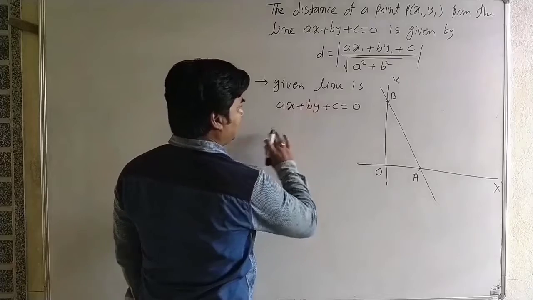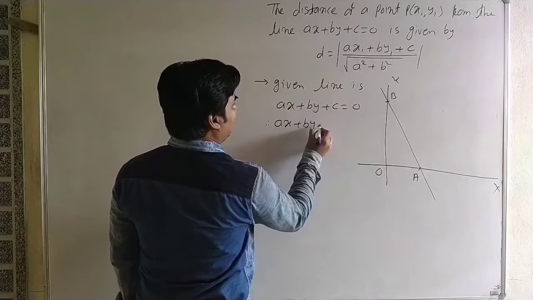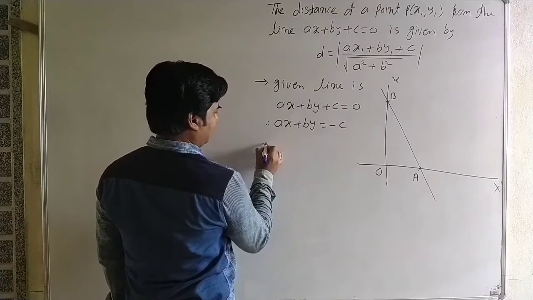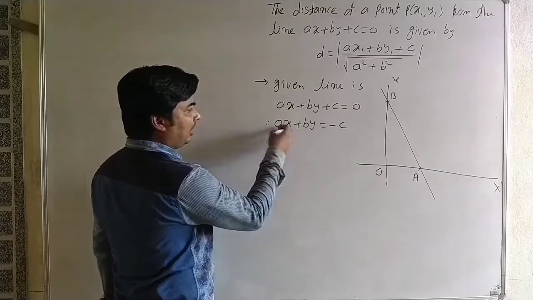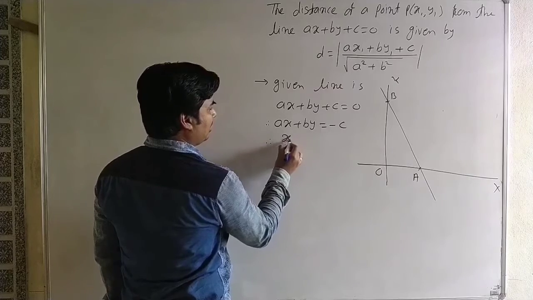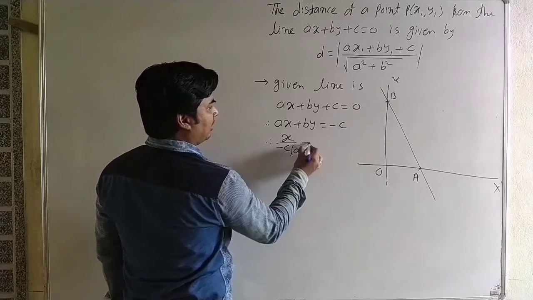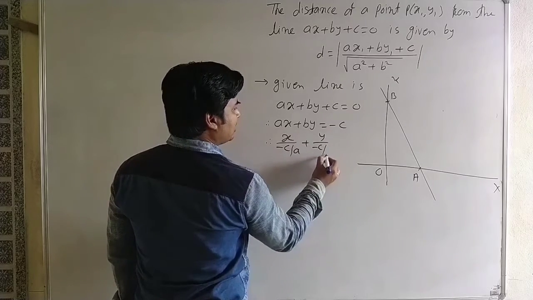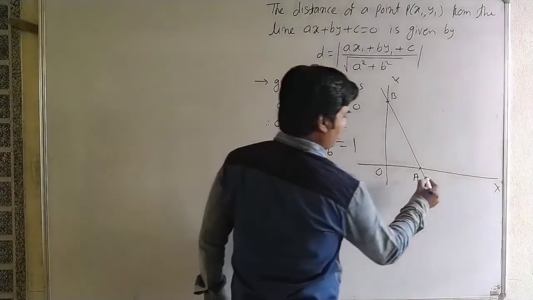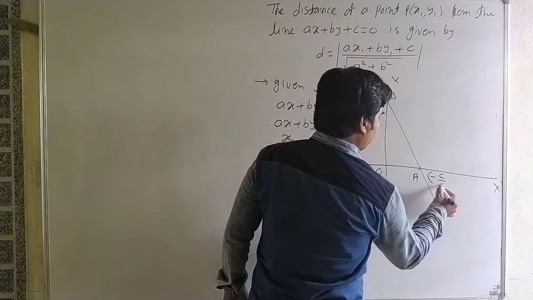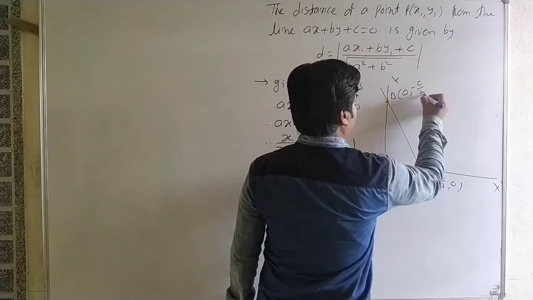So first we can find the intercepts. Therefore we can write ax plus by is equal to minus c, and dividing by minus c, this can be written as x upon minus c by a, with a in the denominator, plus y upon minus c by b is equal to 1. It is the x-intercept and the y-intercept, therefore the coordinates of A are minus c by a comma 0, and the coordinates of B are 0 comma minus c by b.